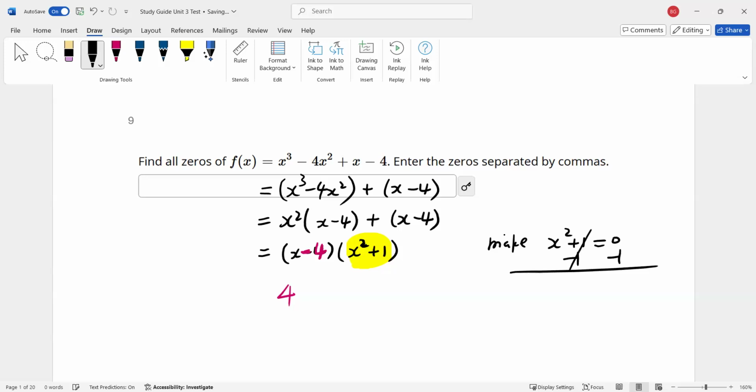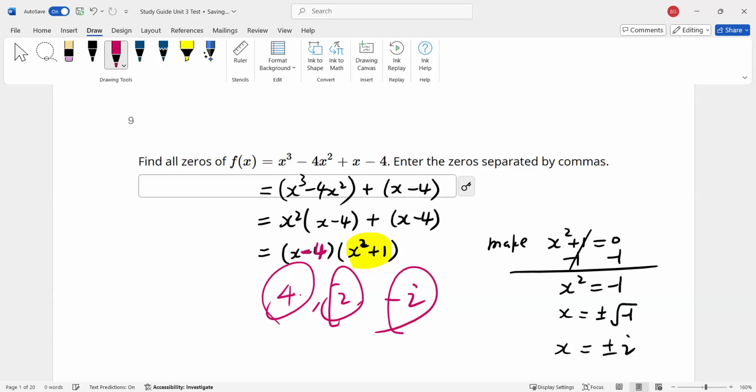Minus 1 minus 1. We have x squared equals -1. That means x equals plus minus root -1. Do you guys still remember what root -1 is? We define the imaginary unit i as root -1. So we have x equals plus minus i. Yes, those are the other 2 zeros. So we have 4, i, negative i. So 3 zeros. Okay? It says enter the zeros separated by commas. So you can write 4, comma, i, comma, negative i, and that's it.